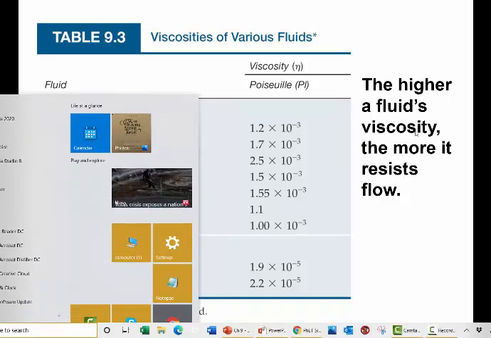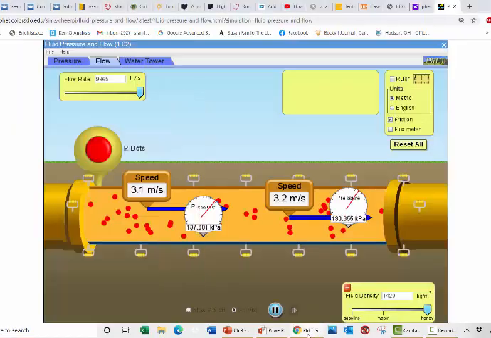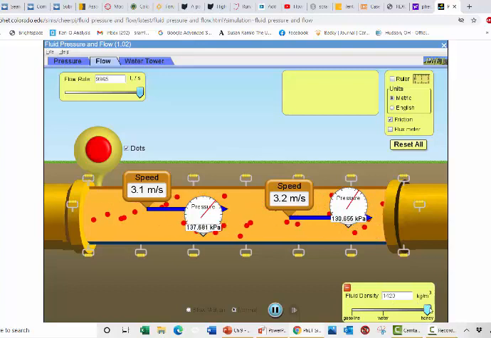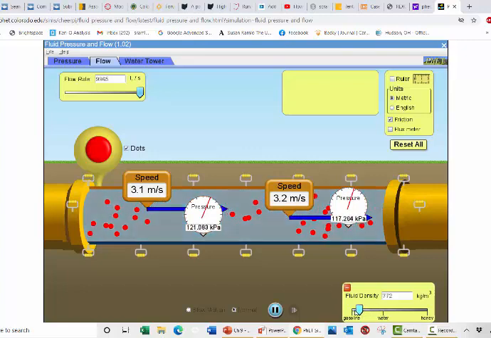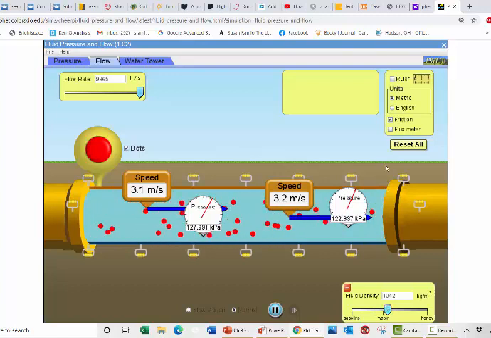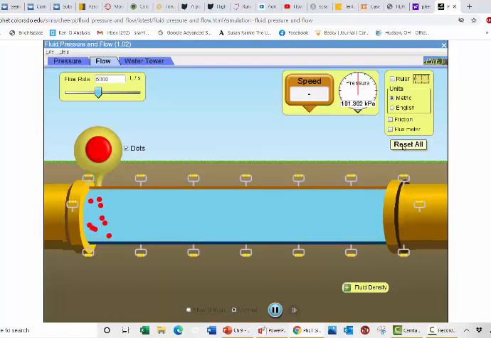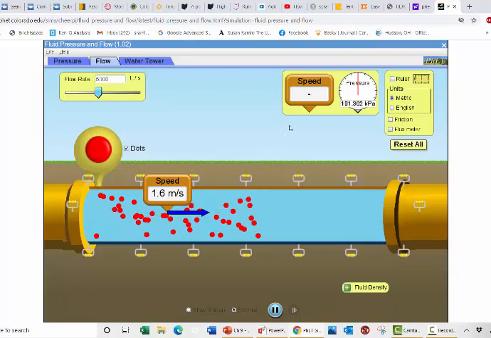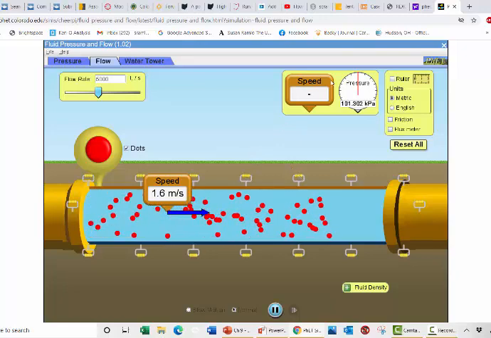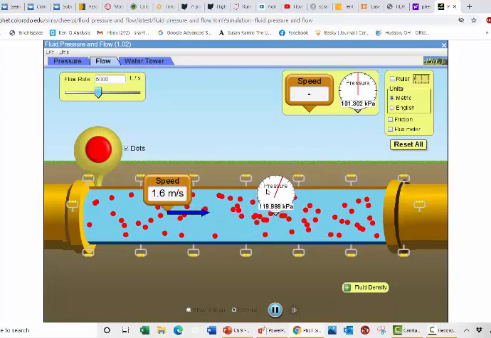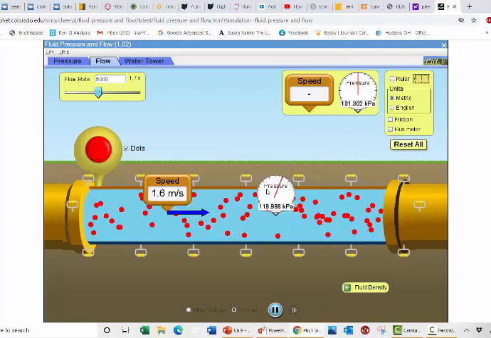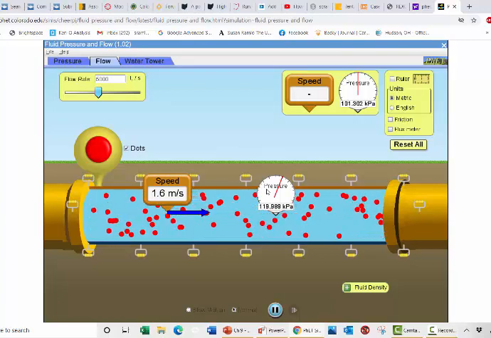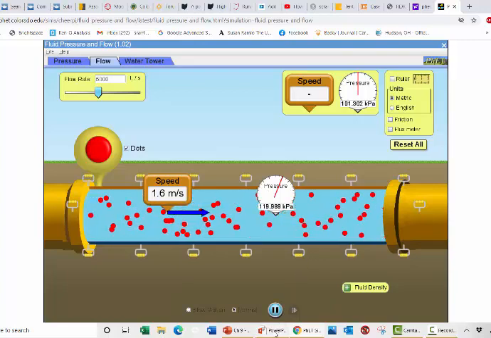Thinking about that, we can pop back into our simulation here, where we have smaller density, and we see the pressure changes. Then we can reset it all and just do the same thing. And this is just the normal flow rate. So we'll come back over here.